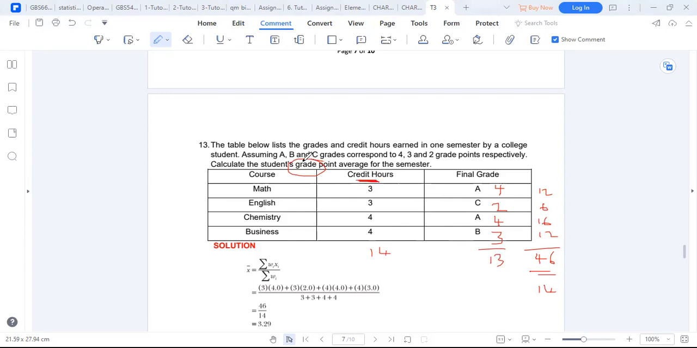If they're asking you to find the average grade point, instead of getting the total for the grade, you get the total for the other one, the credit hours, 14. That's the reason why we're dividing by 14 here, because this is how it goes. You swap the total. Are we together?